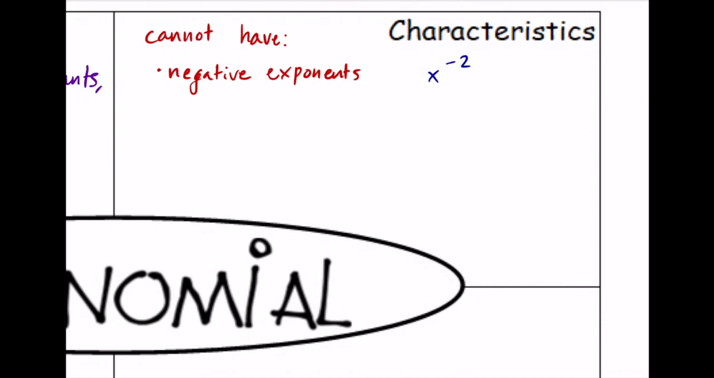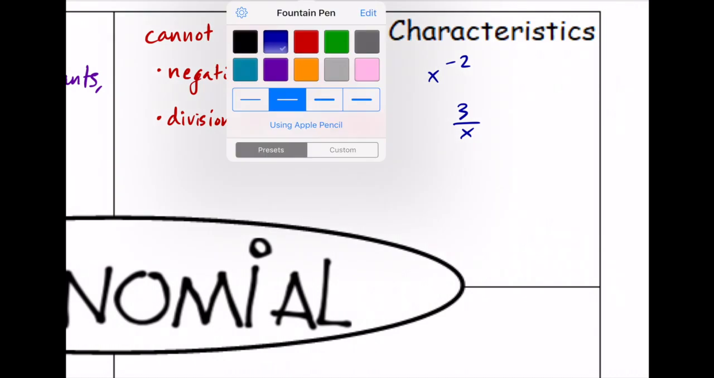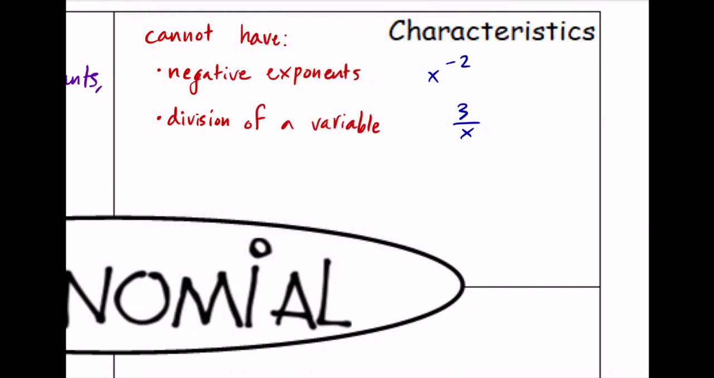What else? We cannot have division of a variable. So for example, that would be something like 3 over x. If we have a variable at the bottom of a fraction, that means this is not a polynomial. So we're not going to see that. We don't want that. What else can't we have? We cannot have any radicals.